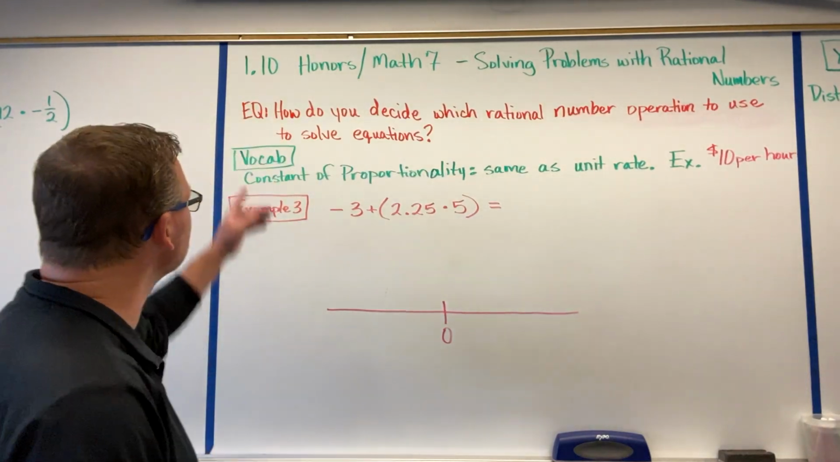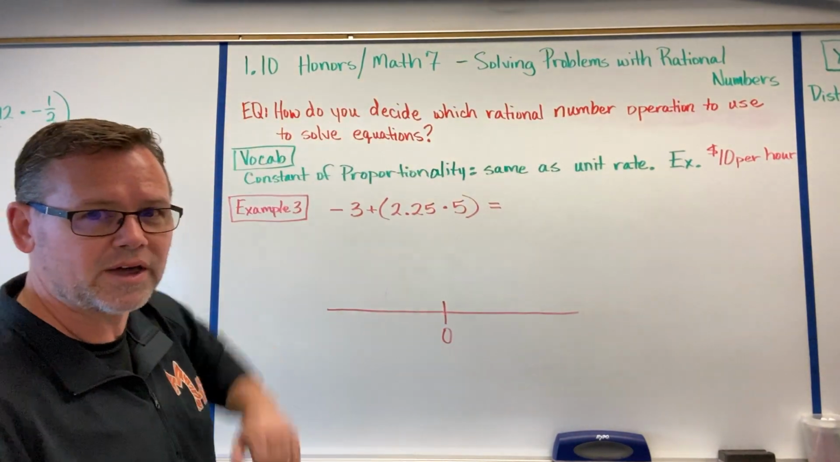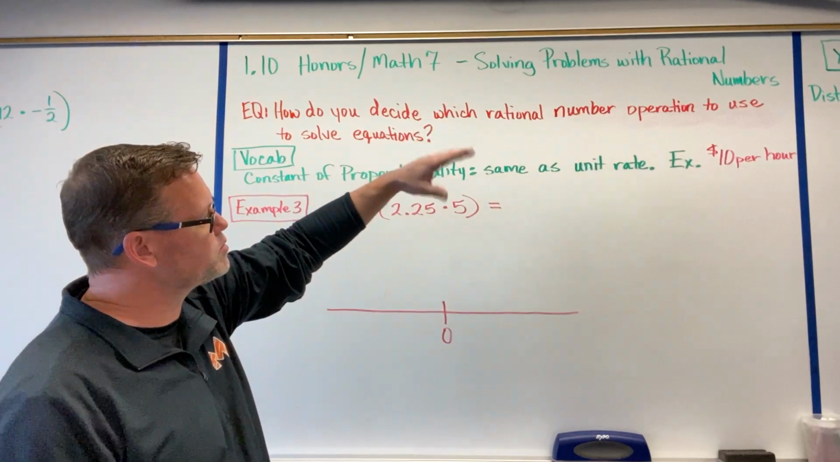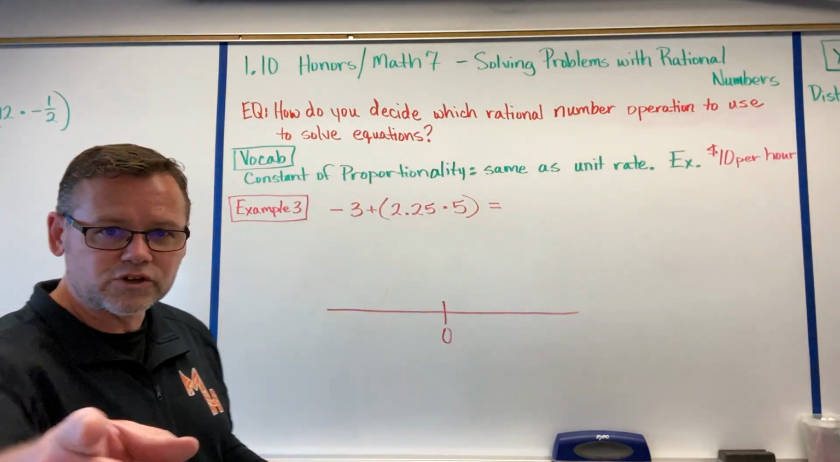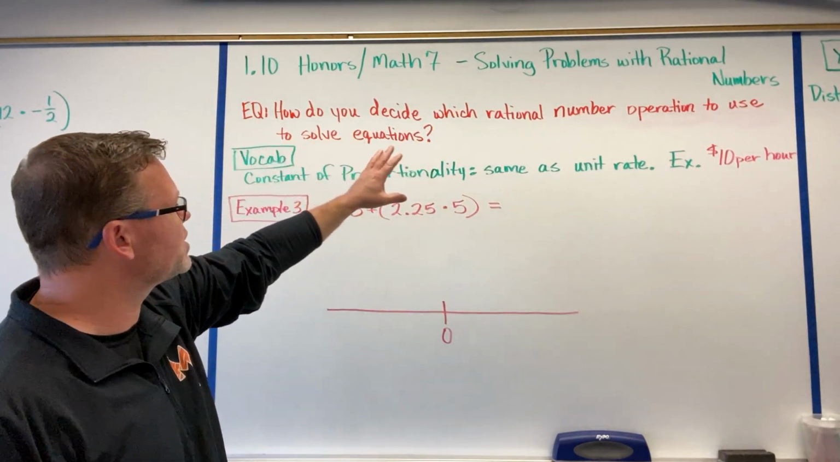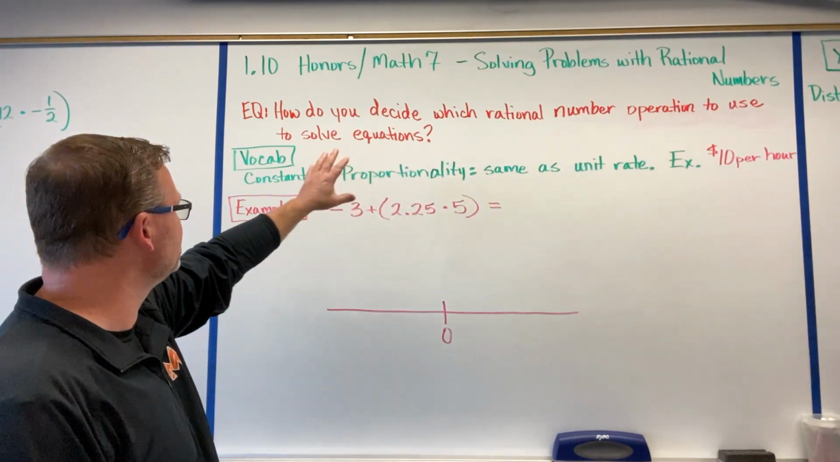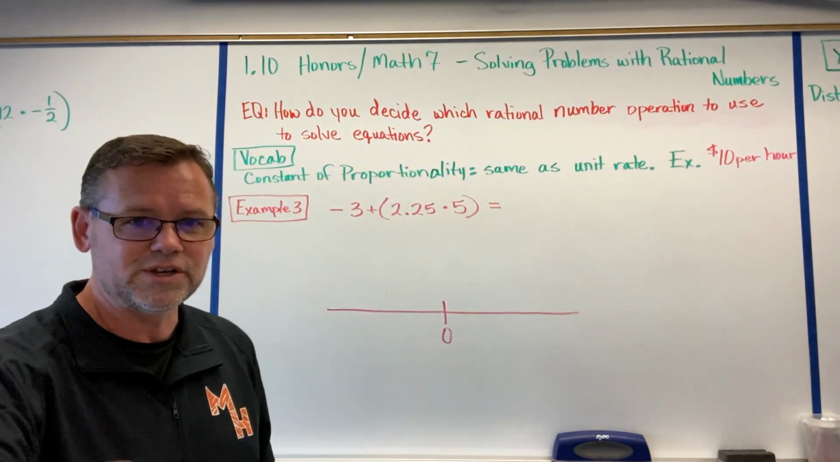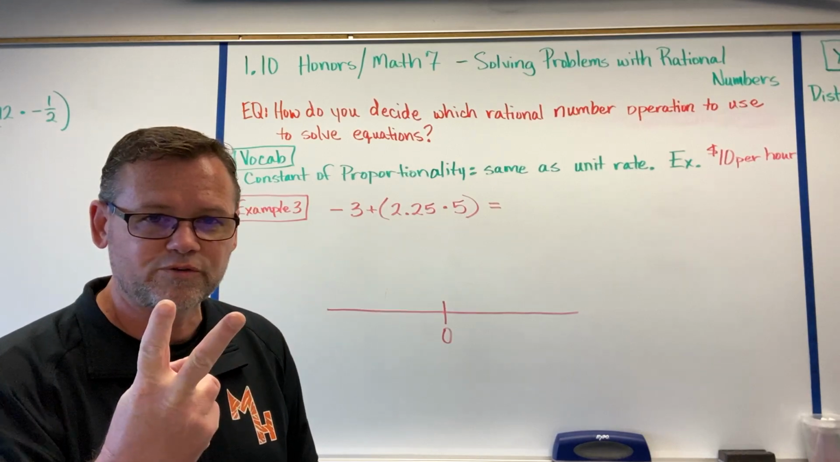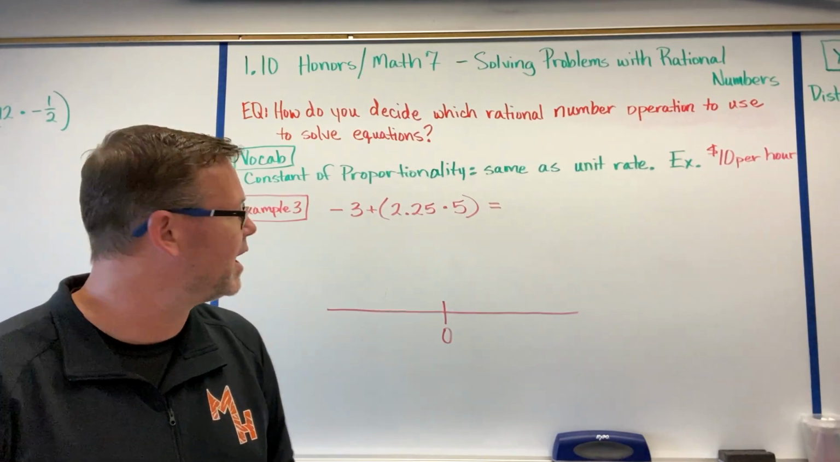All right, so this is 1.10 honors and math 7. We're going to solve problems with rational numbers. Our essential question is, how do you decide which rational number operation to use to solve equations? You're going to see me solve one of these problems two different ways. That's why this is going to take a bit of time.